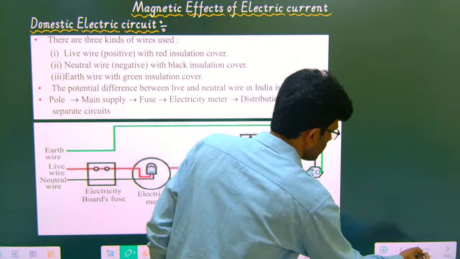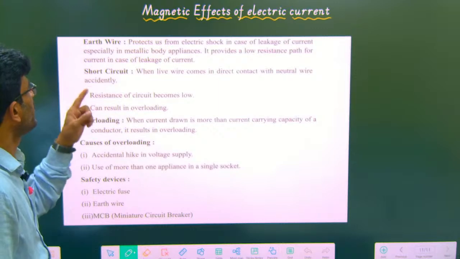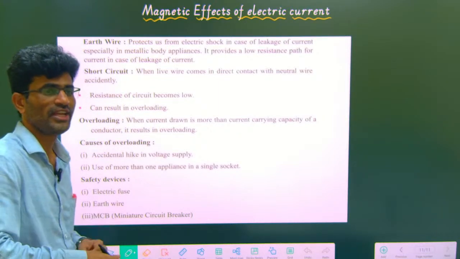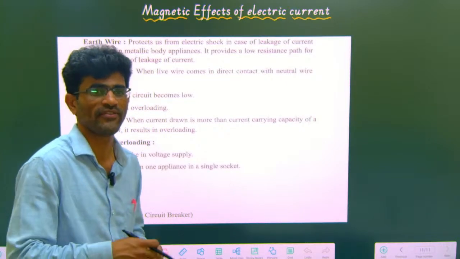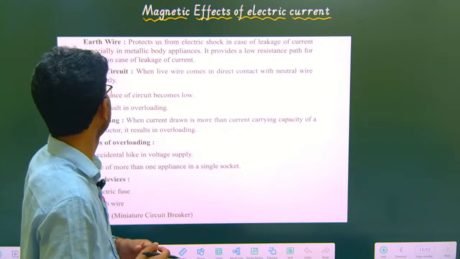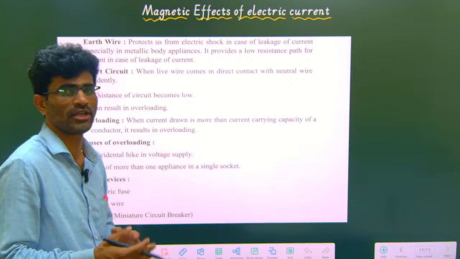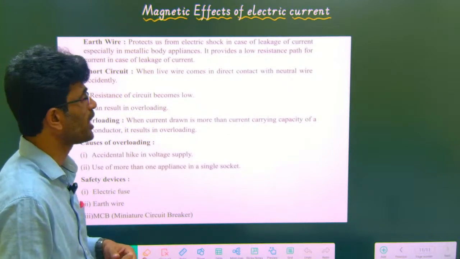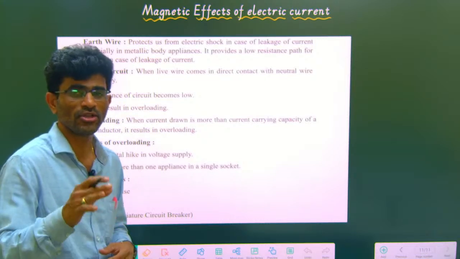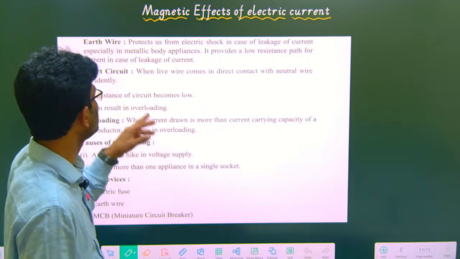Fuse and electric earth wire. So what will the earth wire do? It protects us from electrical shock in case of leakage of current. If any leakage is there, suppose anywhere the insulation is damaged, then what happens? There will be some leakage of current, especially in metallic body appliances like refrigerator, geyser, or some other metallic body electrical appliances. You can feel that you are getting shocked when you touch them. When there is a leakage of current, you feel that you get a shock. So that can be prevented by this earth wire.